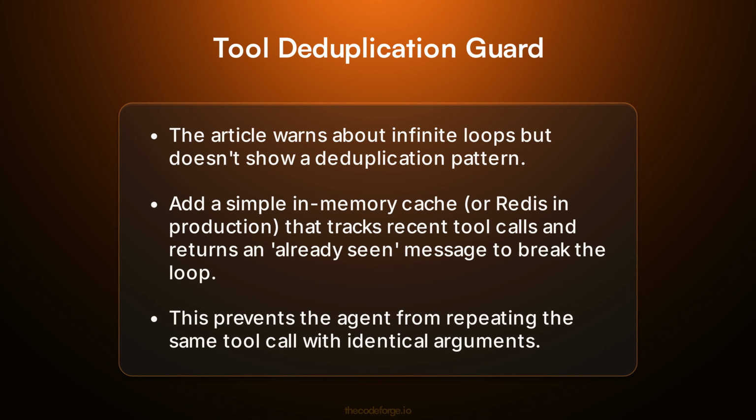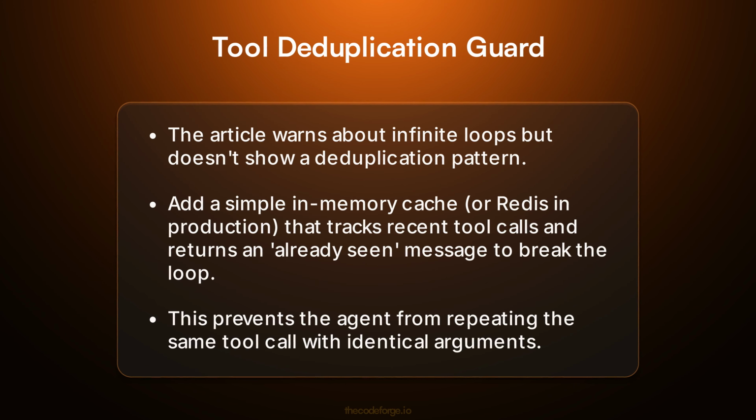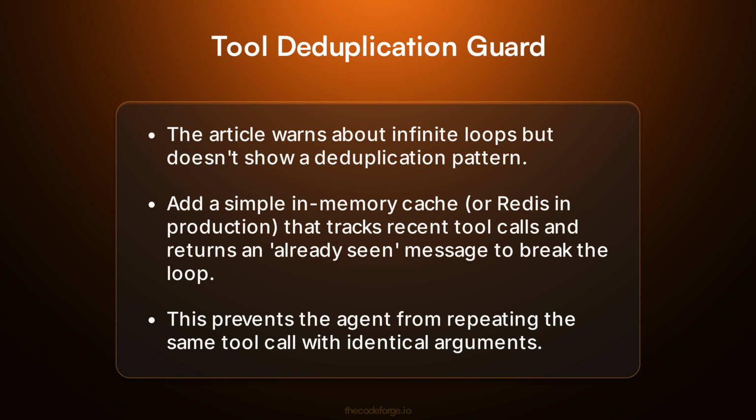The article warns about infinite loops but doesn't show a deduplication pattern. Add a simple in-memory cache, or Redis in production, that tracks recent tool calls and returns an already seen message to break the loop. This prevents the agent from repeating the same tool call with identical arguments.